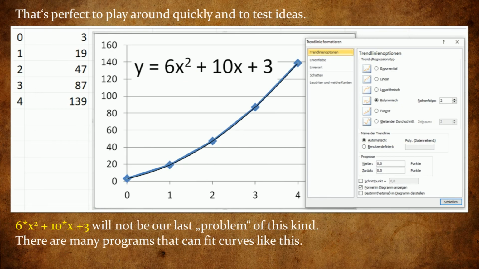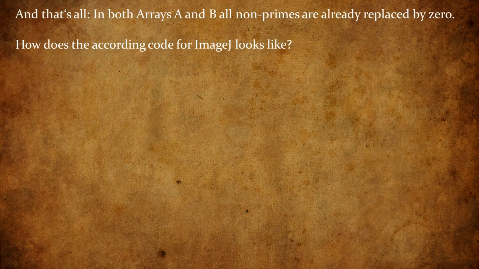This formula will not be our last problem of this kind. And there are many programs that can fit curves like this. And we are done. In both arrays A and B, all non-primes are already replaced by 0. How does the according code for ImageJ look like?